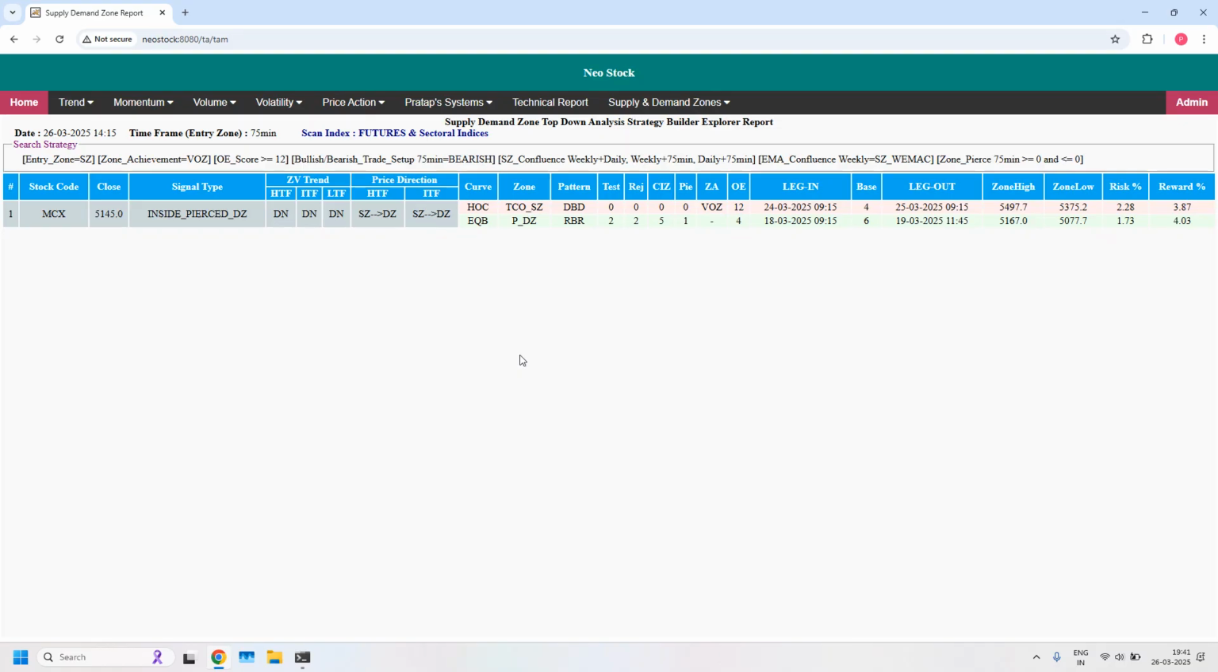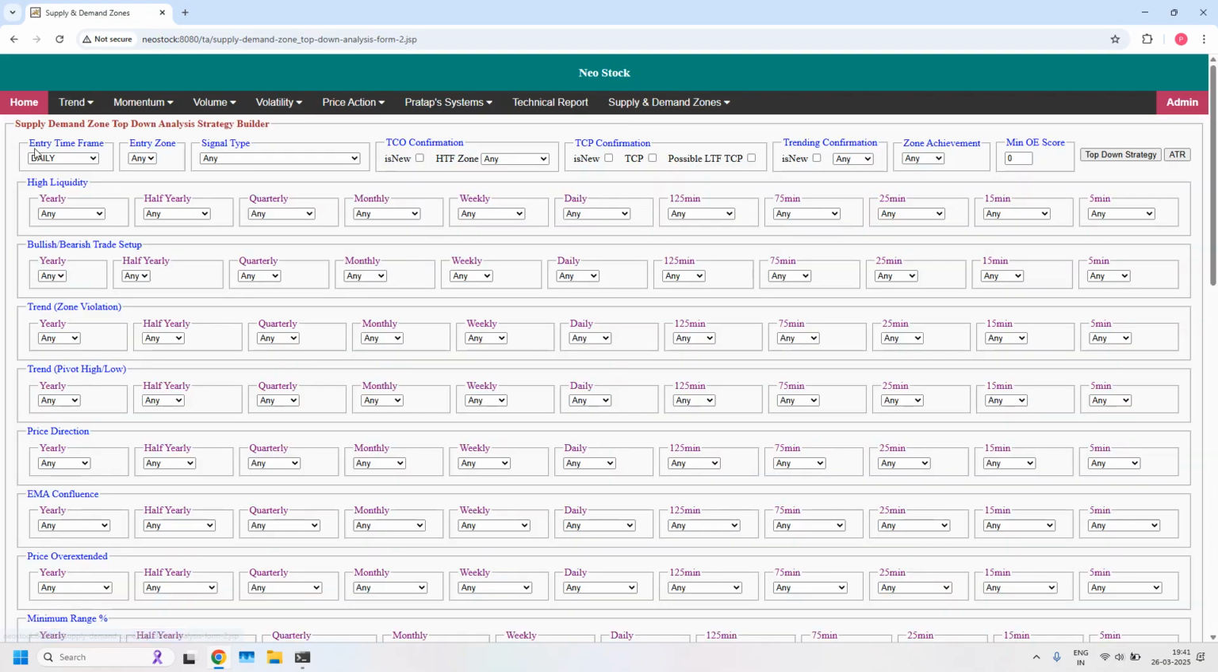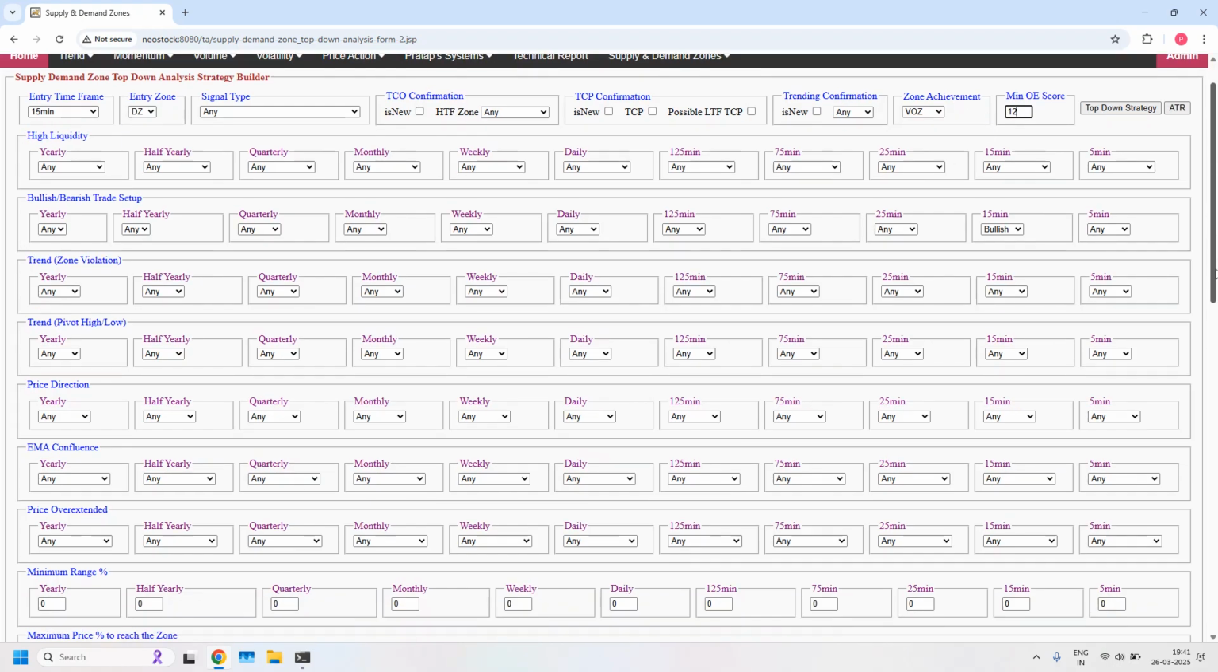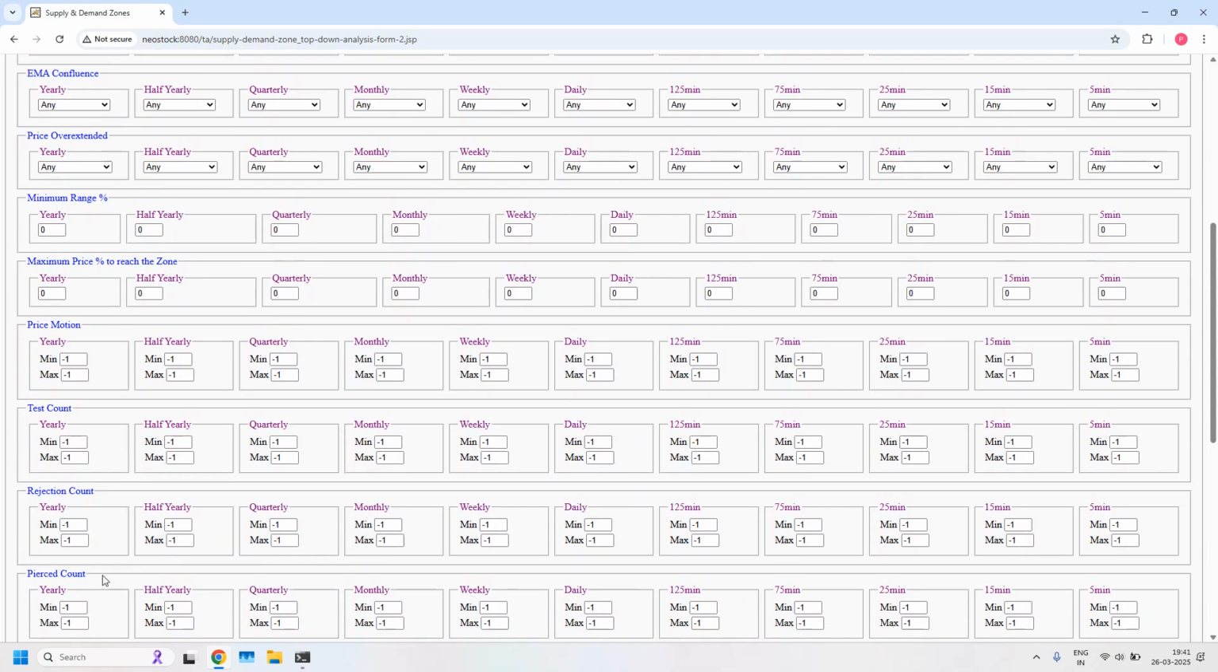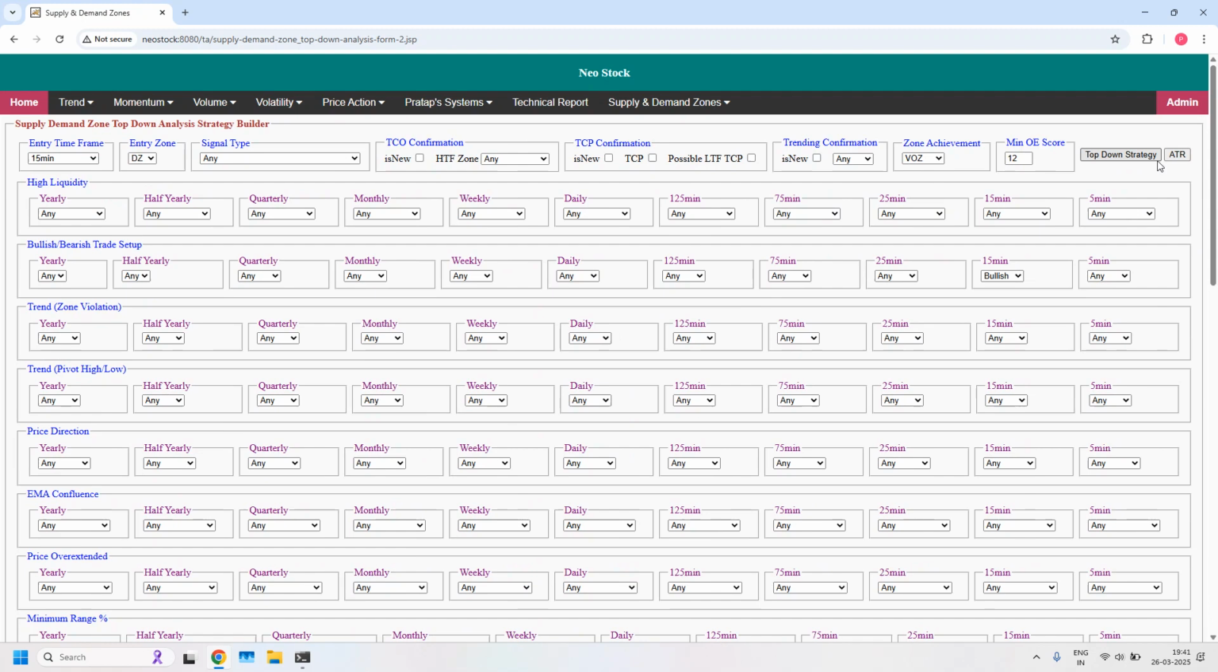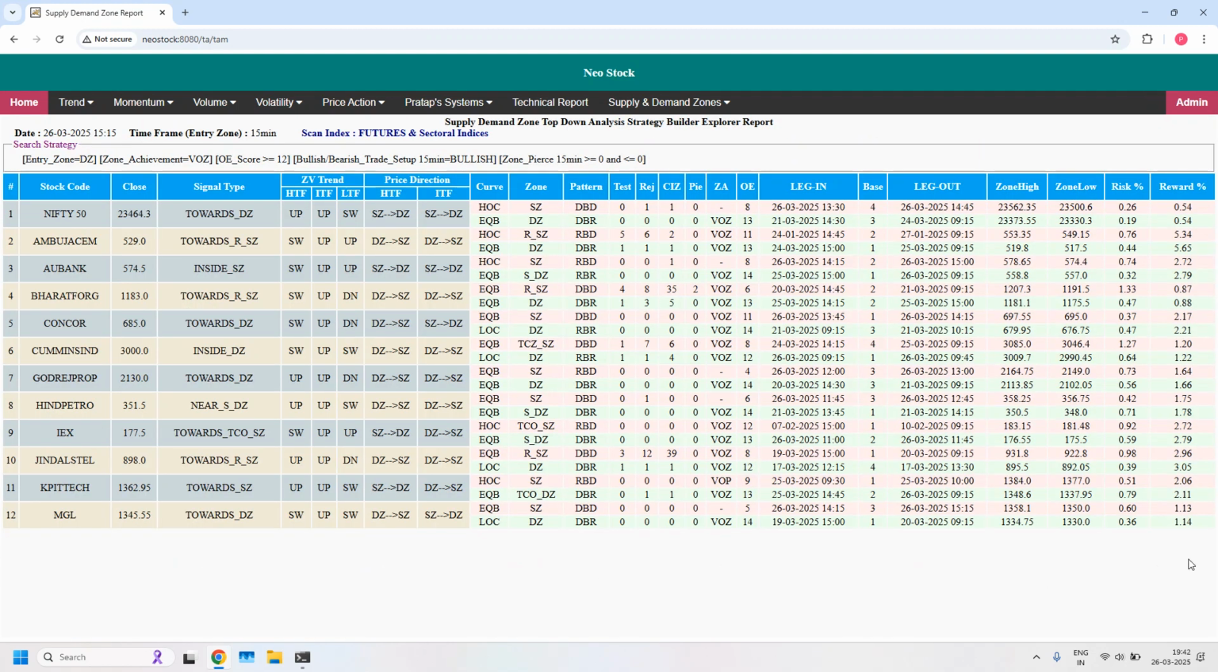Next we will look into daily income trade reports. Bullish trade setup, daily income trade, entry time frame 15 minutes, entry zone, demand zone, bullish or bearish at the 15 minutes time frame. I am selecting bullish. Zone achievement should be violated, opposing zone, minimum odd enhancer score should be 12, and also the 15 minutes demand zone should not be pierced. So in the pierced count parameter at 15 minutes time frame, I am setting minimum value 0, maximum value 0. With these filters, we got 12 stocks.